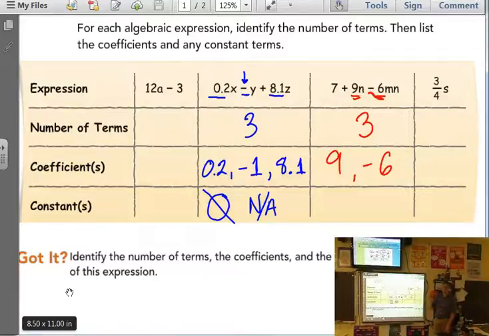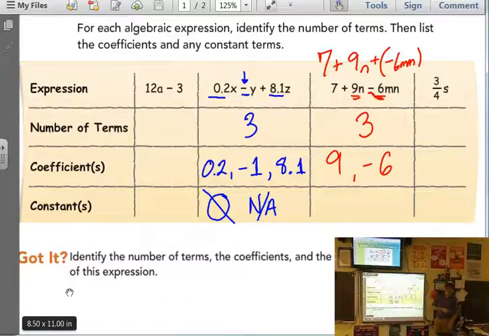So right now, it's being used like it looks like subtraction. I agree with you. But remember, there's really no such thing as subtraction. So this is actually 7 plus 9n plus a negative 6mn. And if you need to rewrite it so that you remember why that's a negative 6, go ahead and rewrite it above there. But the sign in front of the term has to go with it.